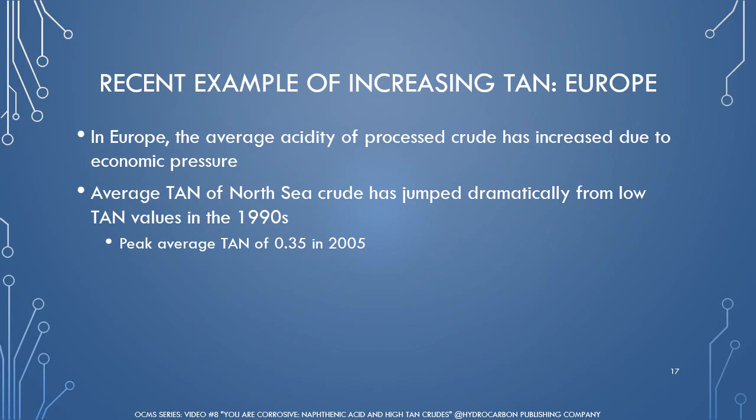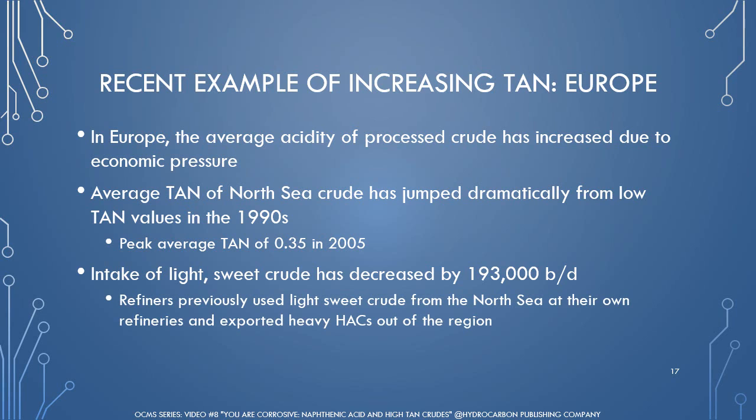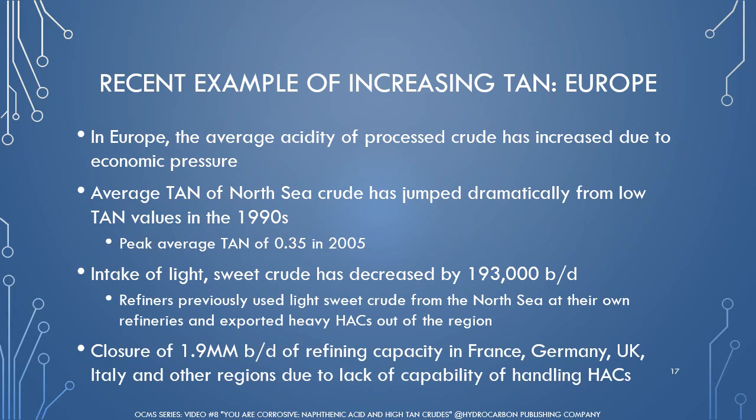In 2009, pressure to use discounted, acidic crudes decreased intake of light, sweet crude by 193,000 barrels per day. Previously, refiners used light, sweet, and low-acid feedstock from the North Sea at their own refineries and exported heavy HACs out of the region. But in 2009, a drive to increase high-TAN crude processing created the need for sophisticated refineries able to handle HACs. The closure of 1.9 million barrels per day of refining capacity in France, Germany, the UK, Italy and other regions resulted from the inability to handle high-acid crudes.